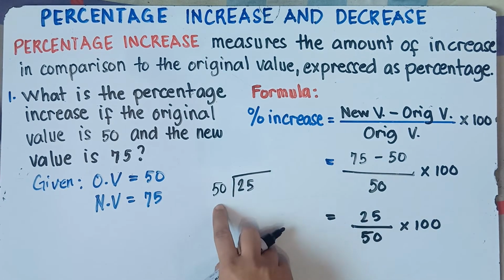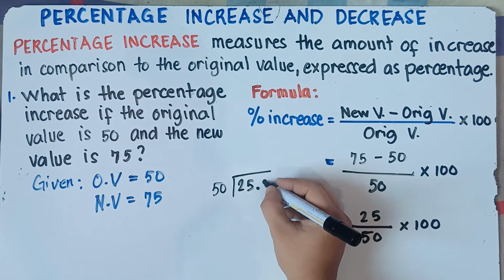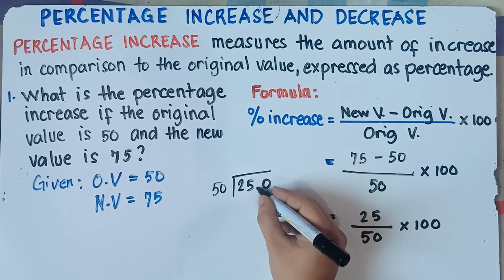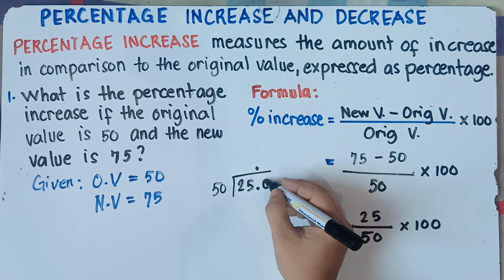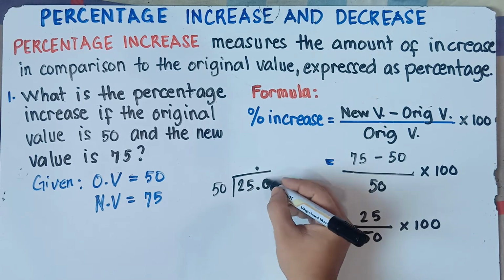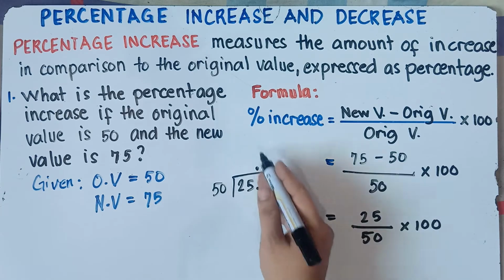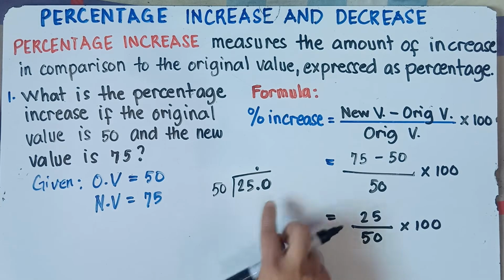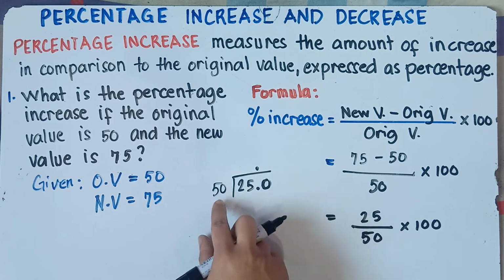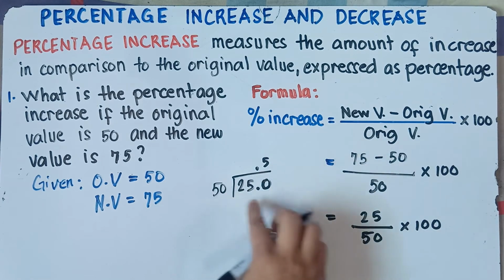25 divided by 50, of course, that cannot be done directly. So we need to add a 0. Once you add a 0, this decimal point, you also put that on top. You align it. So you also add a decimal point on top, and you think of this, instead of 25.0, as 250. So that would be 250 divided by 50. Of course, that would be 5, right?